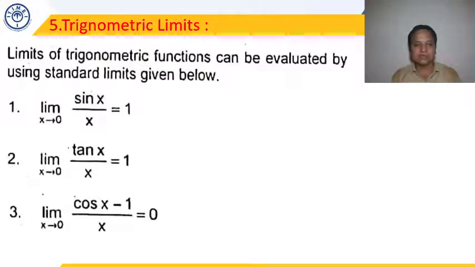So if we put the expansion of sin x, tan x, cos x, we can get their results also. But we can remember the results. Sin x upon x when x tends to 0 is 1. Tan x upon x when x tends to 0 is 1. Cos x minus 1 upon x when x tends to 0 is 0.